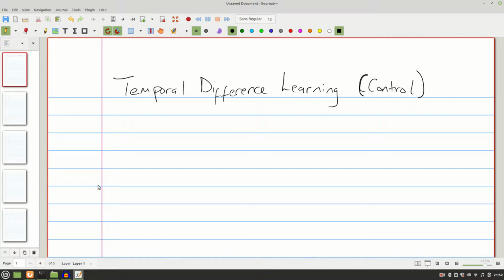Welcome to what should be the 16th lecture in the reinforcement learning series. Today we're going to start looking at temporal difference learning for the control problem. In the last lecture, we had started looking at this new reinforcement learning algorithm called temporal difference learning, and we were doing it for the prediction problem.